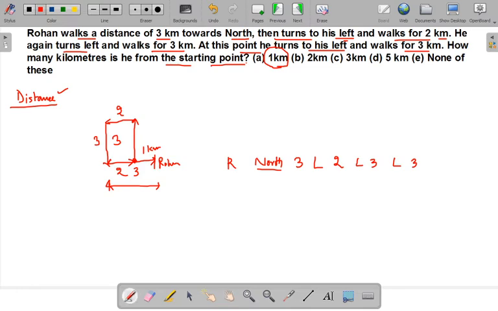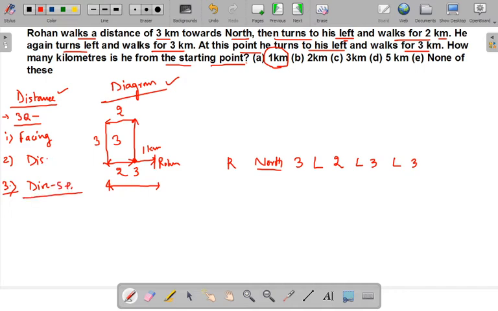Rather than making a diagram, what you can also do is, let us find out answer to all 3 questions, which is the first one, facing, second, distance, and third, direction with respect to starting point. Let us find out all 3 questions.